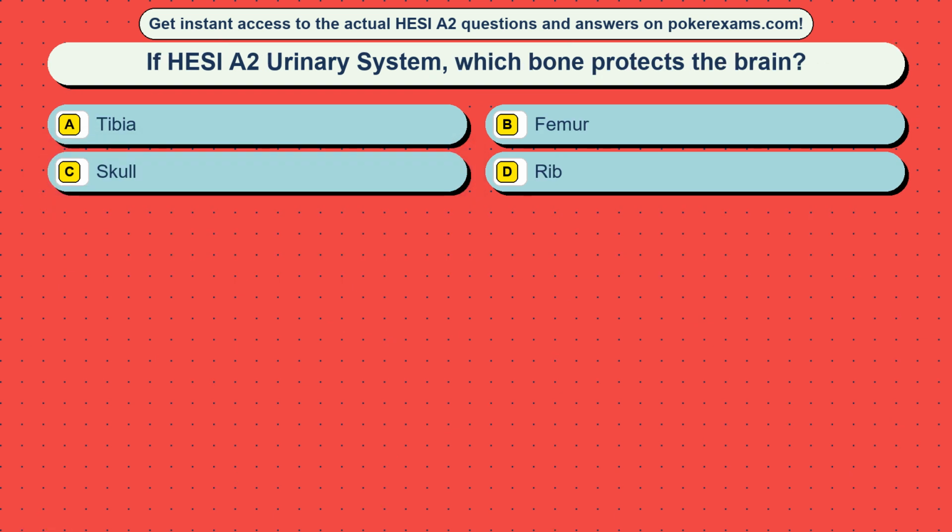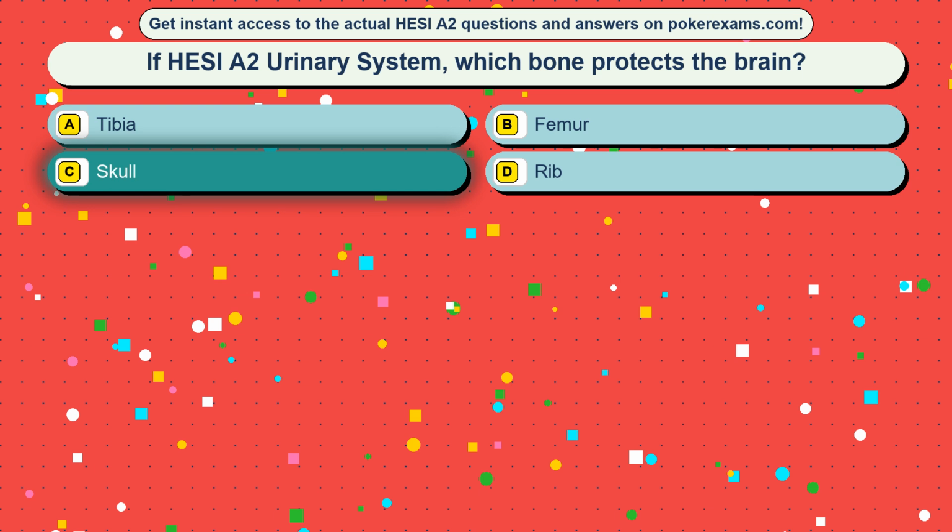Question 20. If HESI A2 urinary system, which bone protects the brain? Option A, tibia. Option B, femur. Option C, skull. Option D, rib. The correct answer is option C, skull.